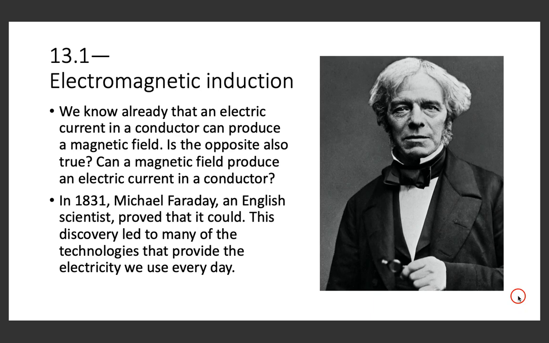But in the early 1800s, physicists wondered if perhaps the opposite could be true. They wondered if maybe a magnetic field could end up creating an electric current in a conductor, if you could do the reverse. And in 1831, an English scientist named Michael Faraday proved that you could do that. And this is a picture of Michael Faraday.